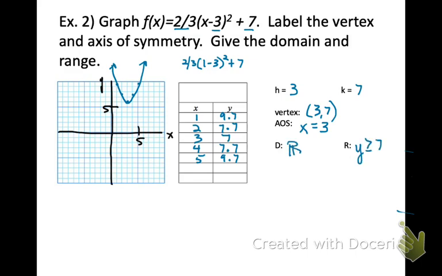So domain and range, domain's all real numbers. Since my graph's opening up, that means that my range are all the y values that are greater than or equal to 7. Let's sketch in that axis of symmetry, and there I corrected my vertex because I knew my graph should not have looked so pointy. It looked a little more flattened out. And so I needed to go all the way up to 7 for that. And then notice that that's where our graph starts and then covers all the y values that are greater than or equal to 7.